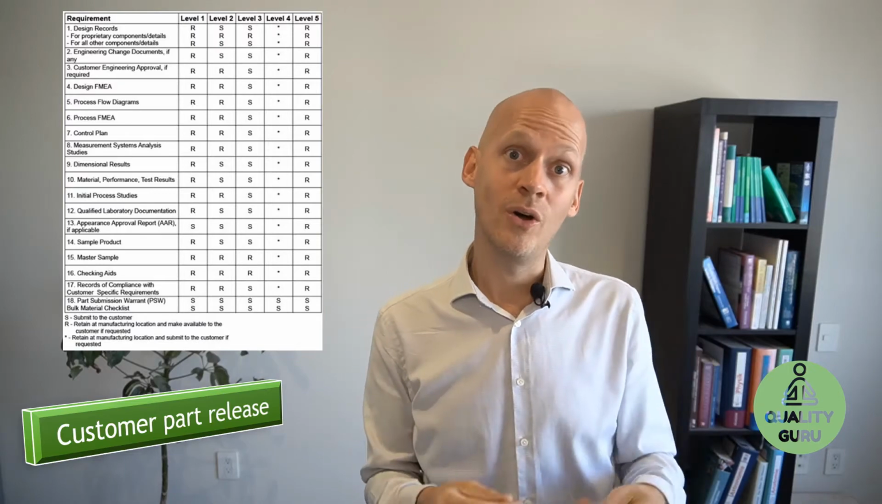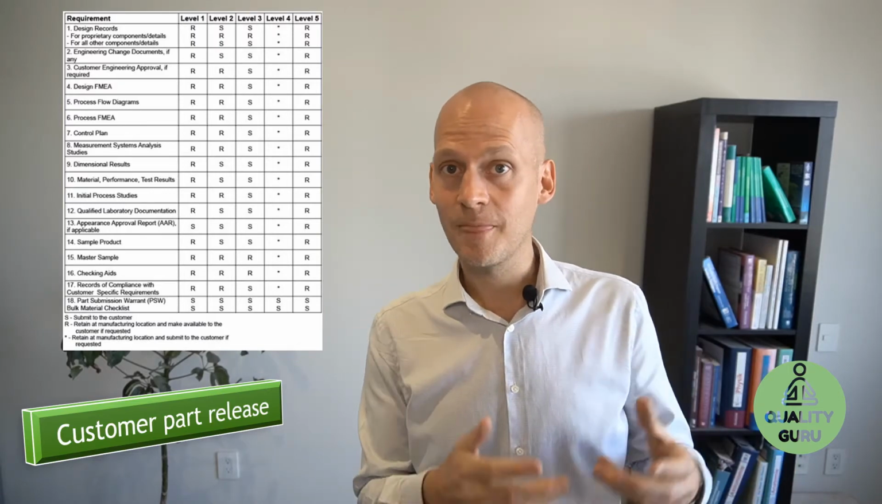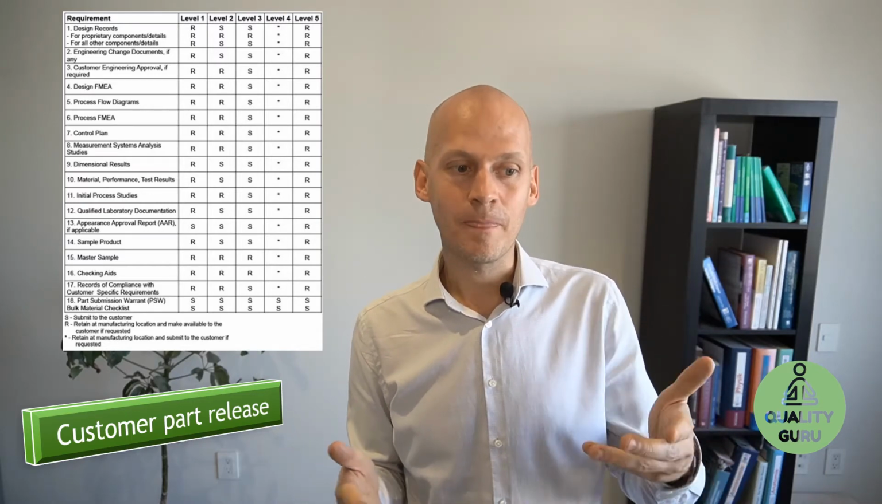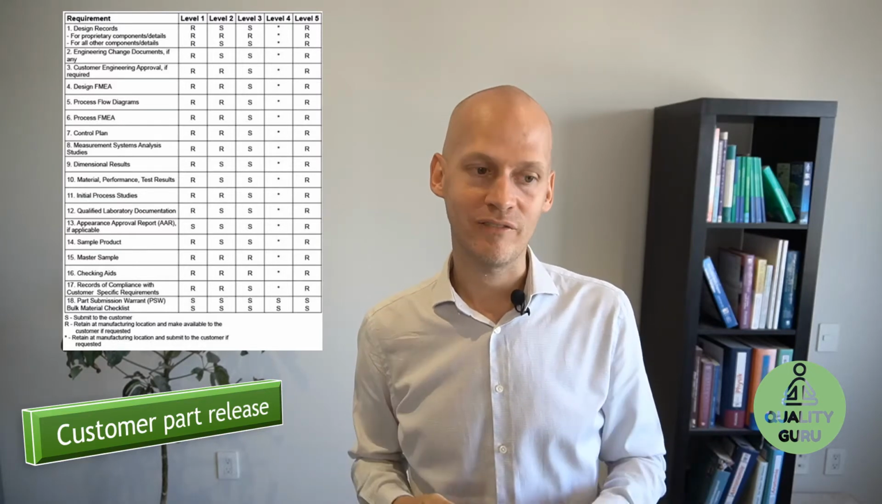Then if there are engineering changes, items 2 and 3, you need to show which engineering changes have been performed, and if they are also approved by the engineering department of the customer. Then also show your design FMEA. If you don't know what an FMEA is, check out my video about FMEA so that you can see failure mode and effects analysis.